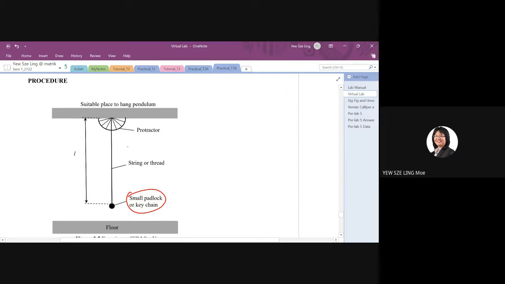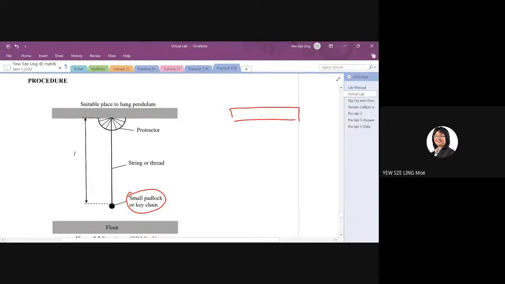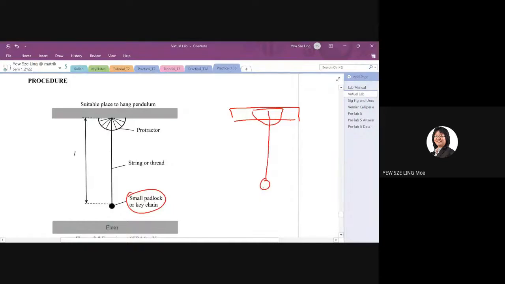So how to conduct these experiments? You need to find somewhere high enough, or maybe you can do it at the edge of a table if the table is high enough. You need something that is just a piece of wood. Then you can put your protractor here and hang your pendulum box here.